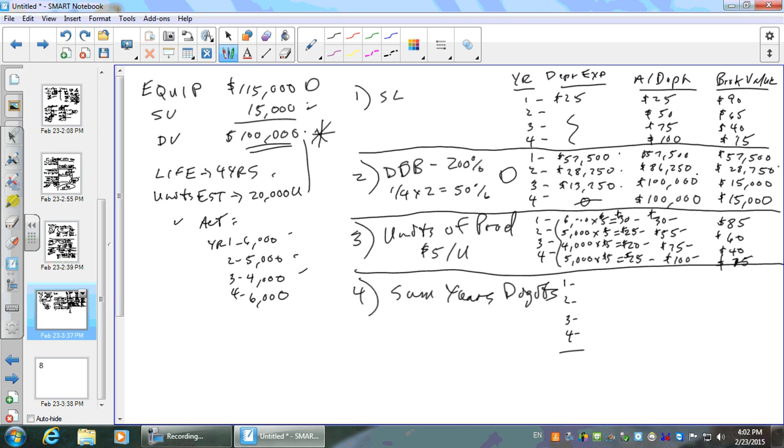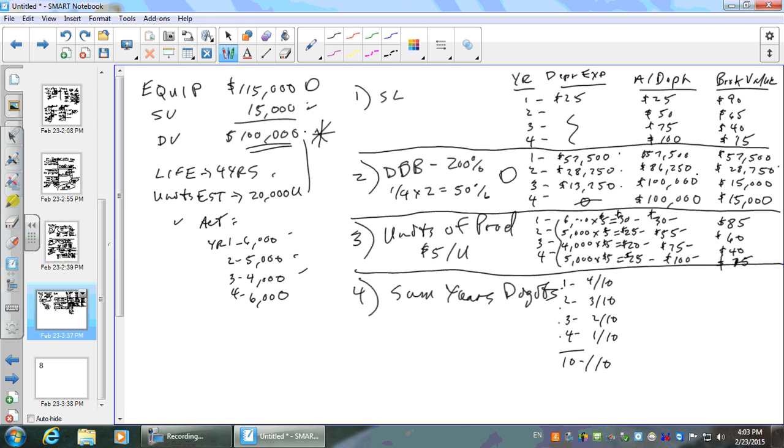Okay, let's do some sum of the year's digits. What do all those digits add up to? 10. That's the easy one, isn't it? So what do you do the first year? 4 tenths. 4 over 10. Then 3 over 10, second year. 2 over 10, third year. Right, guys? 1 over 10. Guess what? That's 10 tenths. It's going to be all of it.